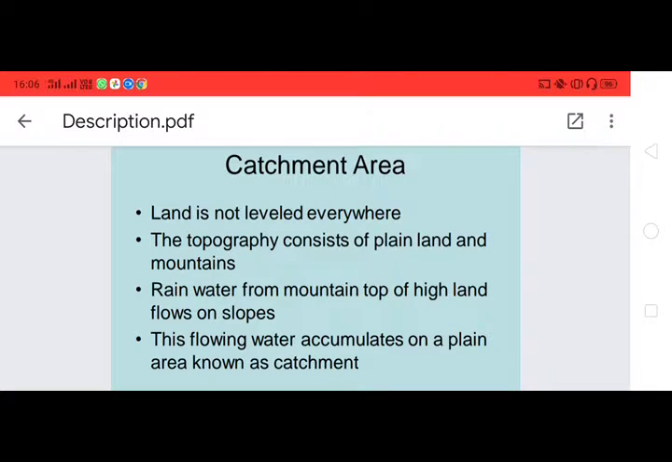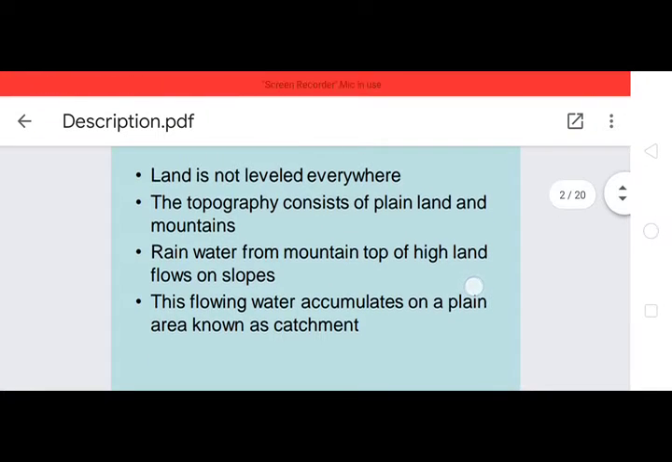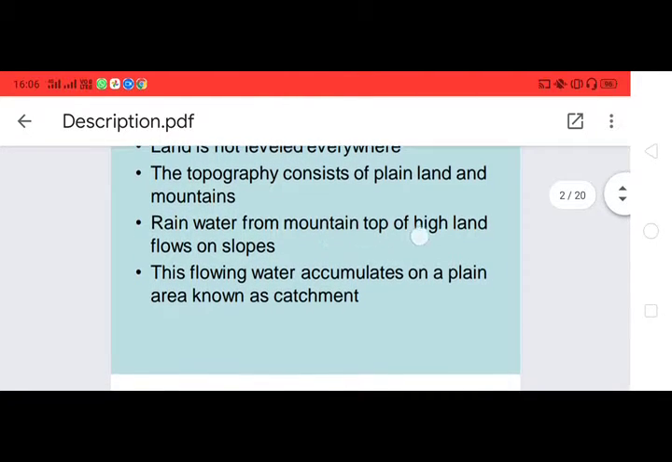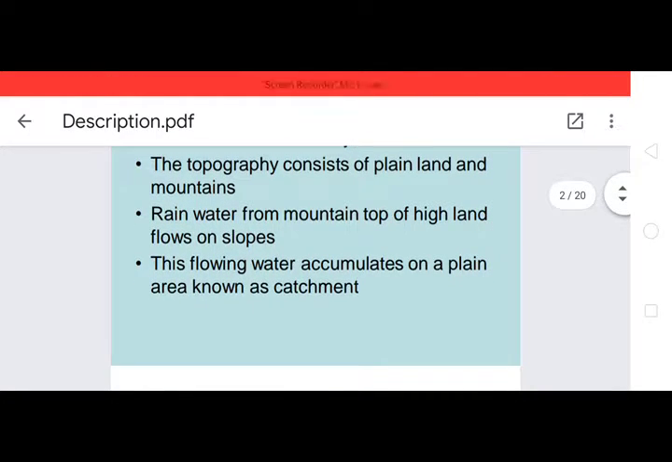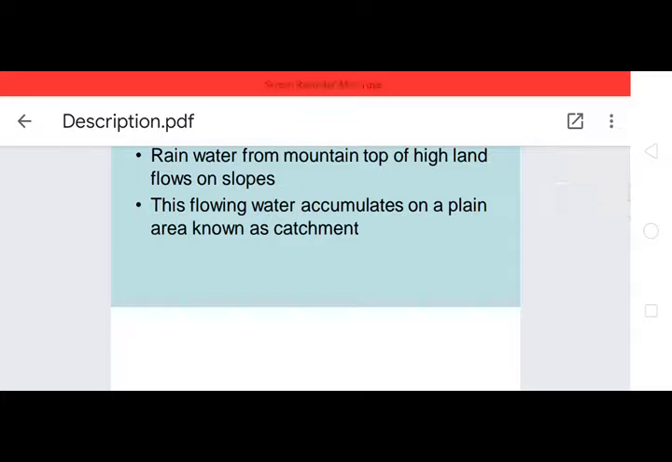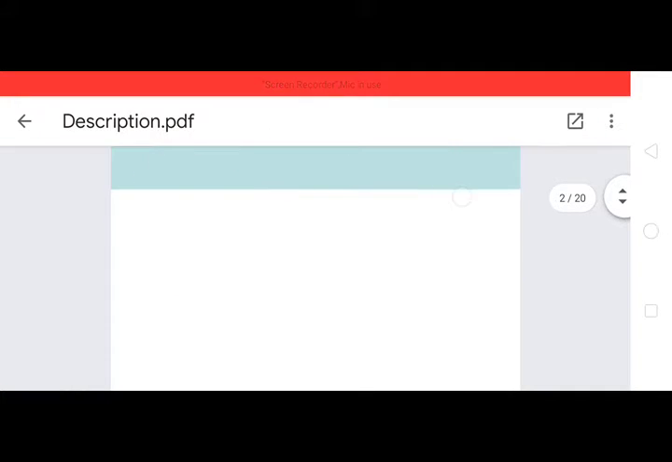As land is not leveled everywhere, the topography consists of plain land and mountains. Rainwater from the mountain top of highland flows on the slope. This flowing water that accumulates on the plain area is known as catchment.